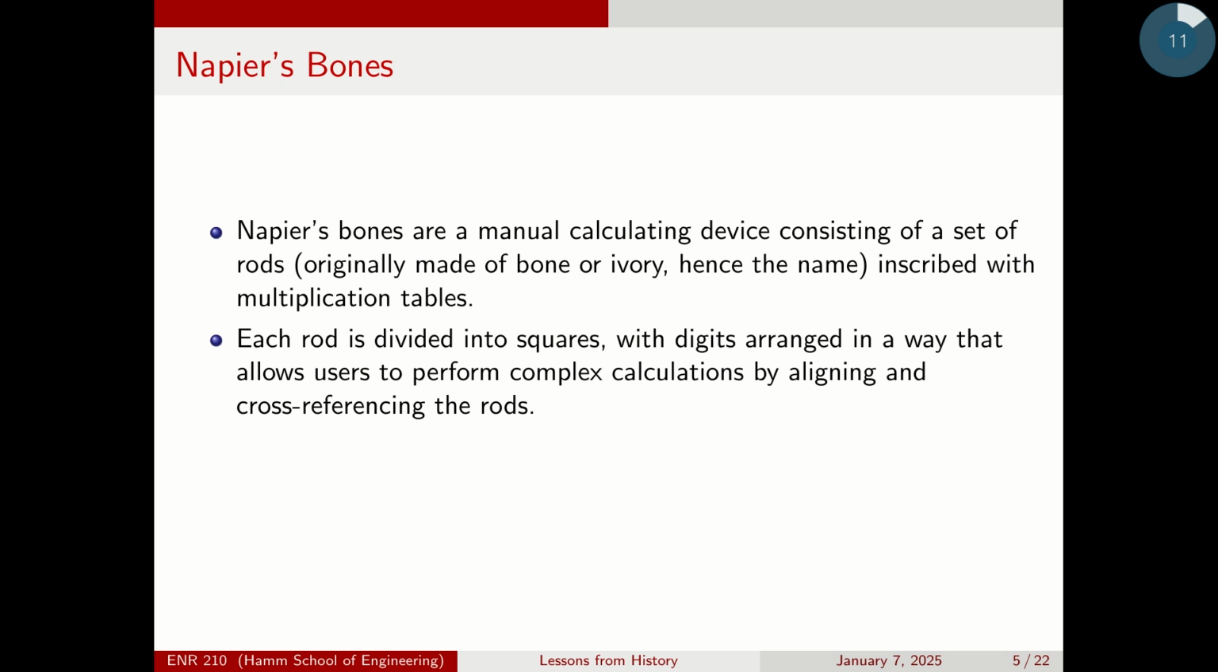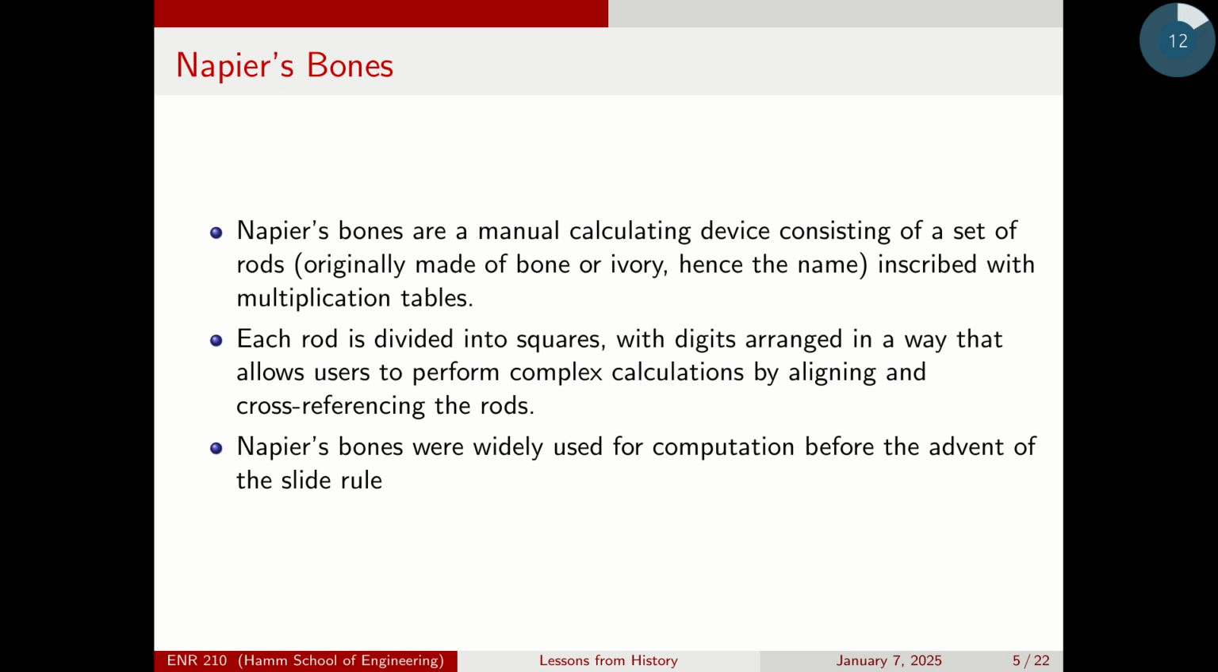So how do they work? They were divided into squares. The digits are arranged in a way to allow users to perform complex calculations. It depended on how they laid the rods out with each other, okay? All right, so these were used for computation before the next thing got invented that was better, easier to use, okay? And that was the slide rule, okay?